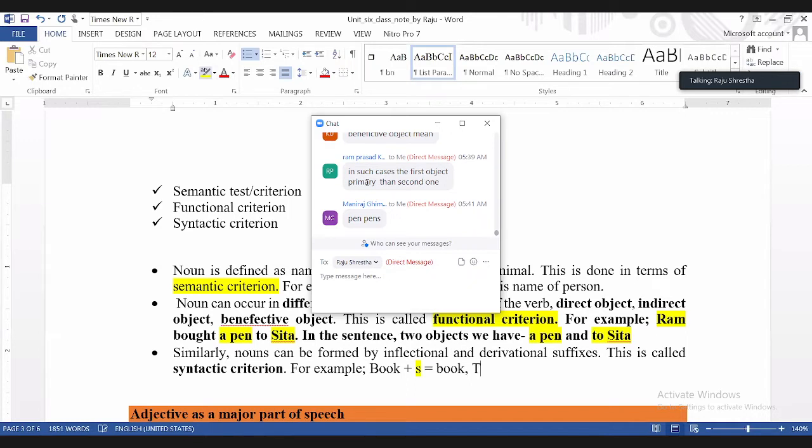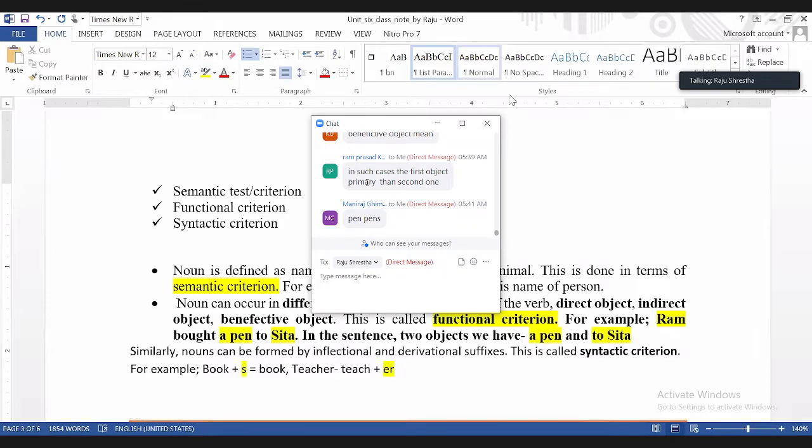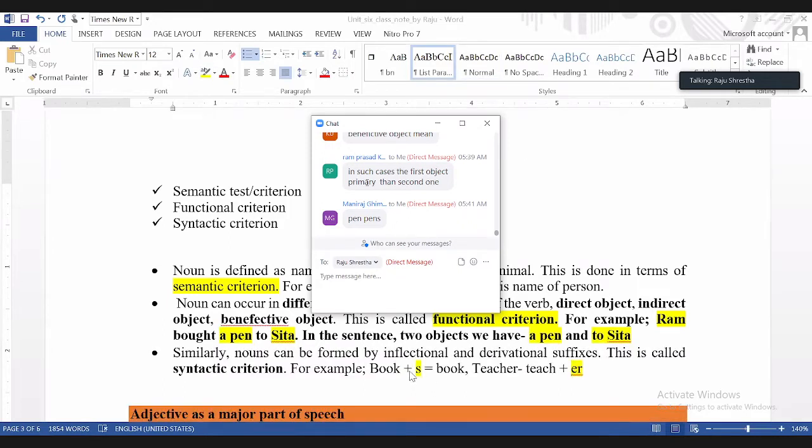Then teacher. How is this a noun? Teacher is a noun. It is formed from teach plus er, which is a suffix. We understand this is a suffix, and this is the syntactic perspective. From the formation part, when s or es is added to a noun, pluralization happens. When the er suffix is added to a verb, a noun is formed. This is the syntactic criterion. From this criterion, the noun is formed like this.